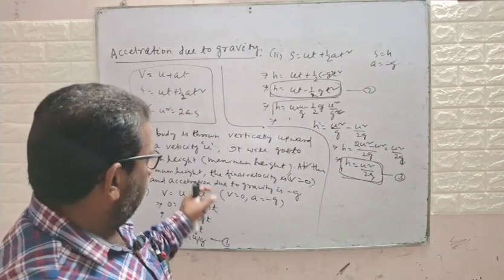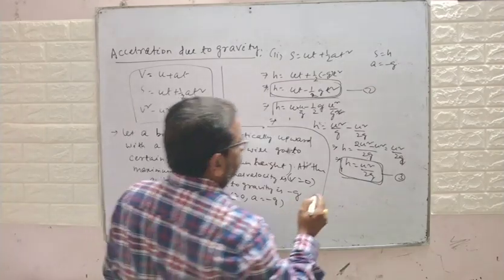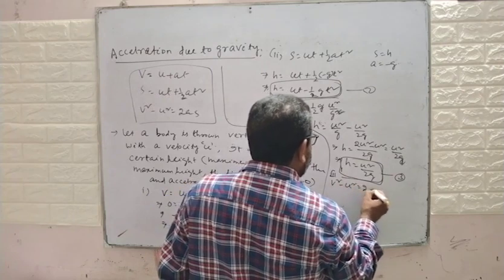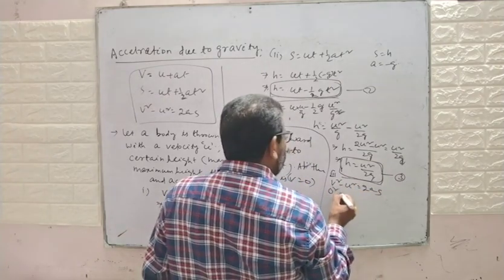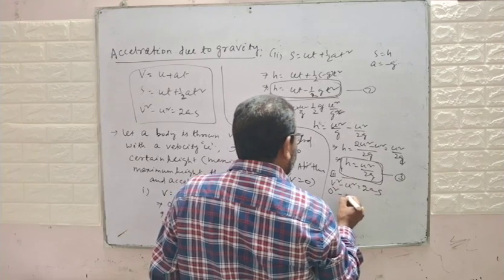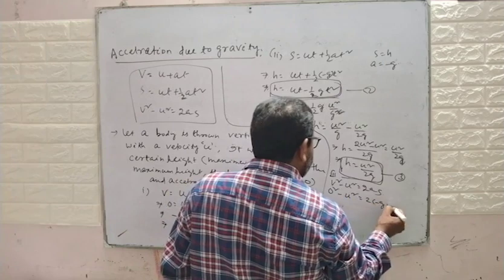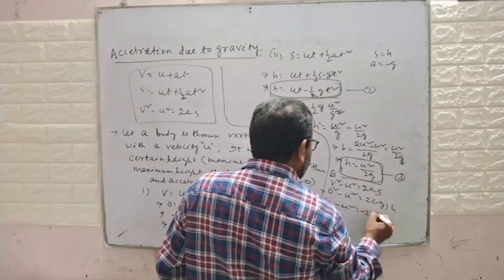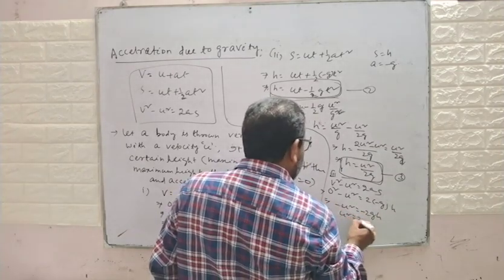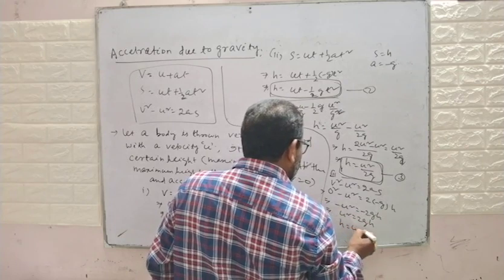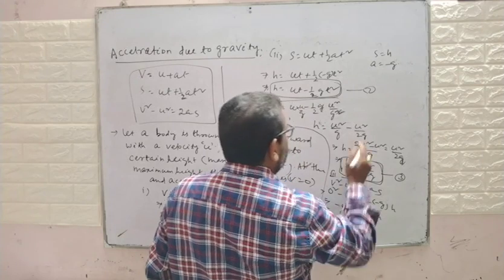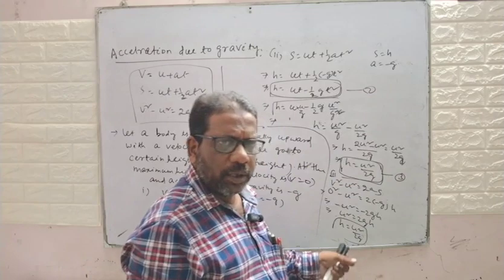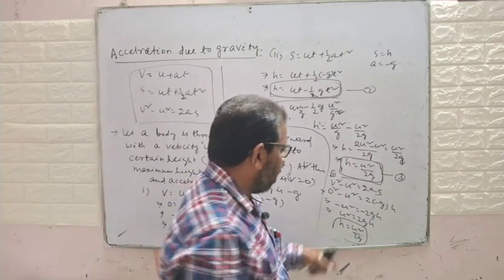Now, if we apply third equation, v square minus u square equal to 2as, v square 0 square, minus u square equal to 2 into minus g h, or minus u square equal to minus 2gh, or u square equal to 2gh, h equal to u square by 2g. Same formula. From second equation we get h equal to u square by 2g. From third equation also we get h equal to u square by 2g.